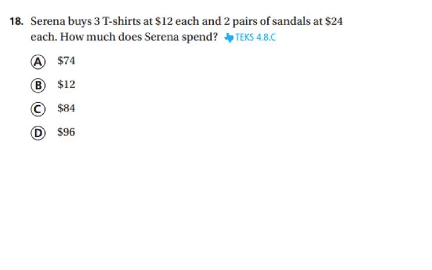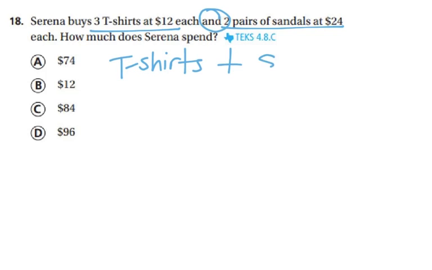Serena buys 3 t-shirts at $12 each and 2 pairs of sandals at $24 each. How much does she spend? Okay, so let's look at what she bought. I see this word and. 3 t-shirts for $12 each, 2 pairs of sandals for $24 each. So I know she's buying t-shirts plus she's buying sandals.